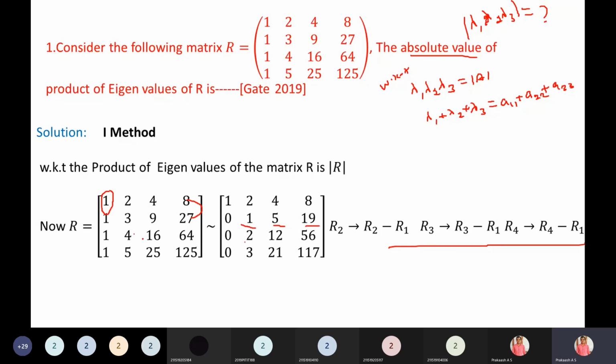And 5 minus 2 is 3, and 25 minus 4 is 21, 125 minus 8 is 117. So again, I want to make these elements 0. So that R3 is R3 minus 2 R1, R4 is R4 minus 3 R1.